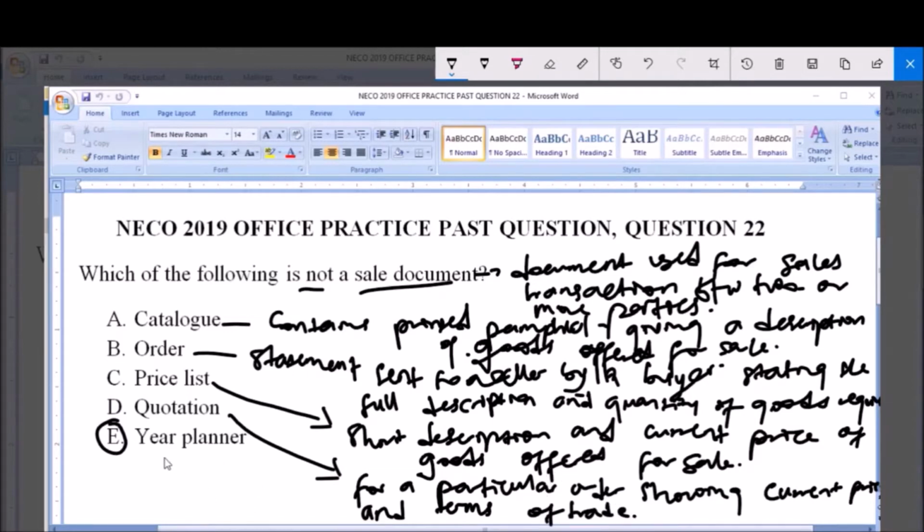Now E is year planner. Remember I told you that year planner is not a sale document, and this is because a year planner is a document used to plan one's yearly, weekly, monthly activities. So therefore it is not a sale document. So the answer to this question is option E, year planner.